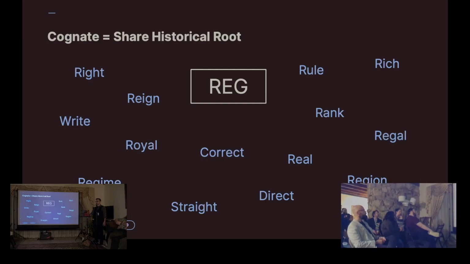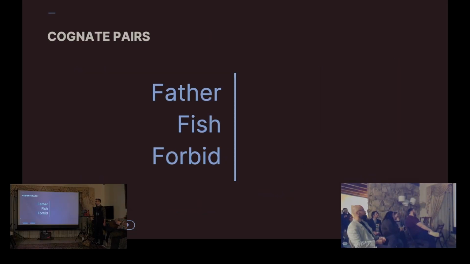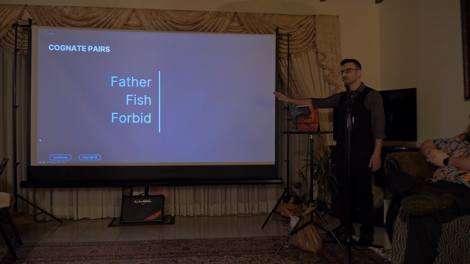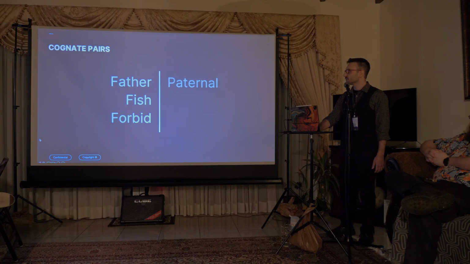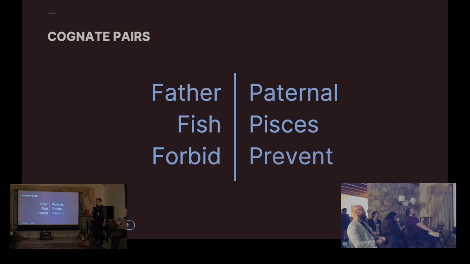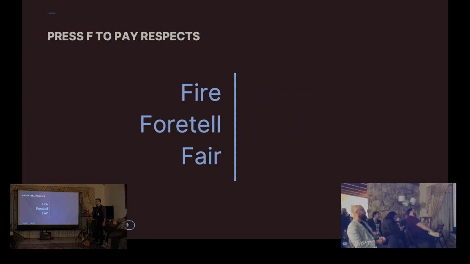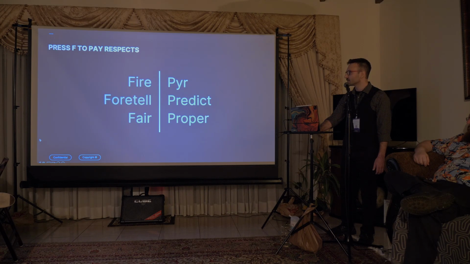But I wanted to talk about a different type of cognate. Cognates that don't look as similar. So here we have words like father, fish, and forbid. These are not cognates, do not worry. However, they have other cognates, like paternal, Pisces, and prevent. Looking at a few more examples, we have first, former, and feed, and their cognates are prime, previous, and provide. A few more examples. We have fire, foretell, and fair, and their cognates are pyre, predict, and proper.